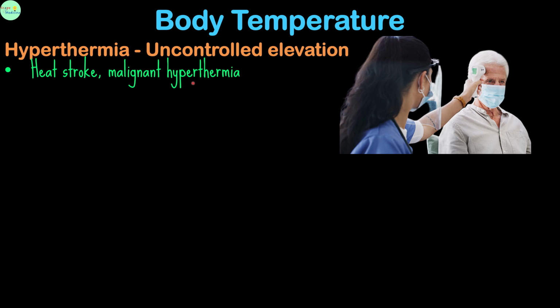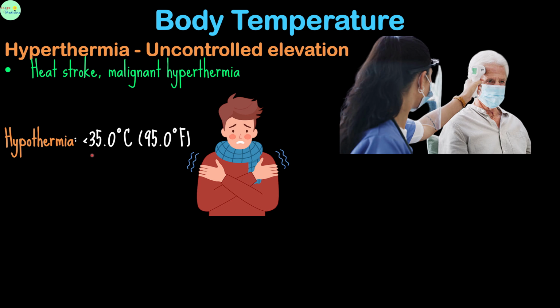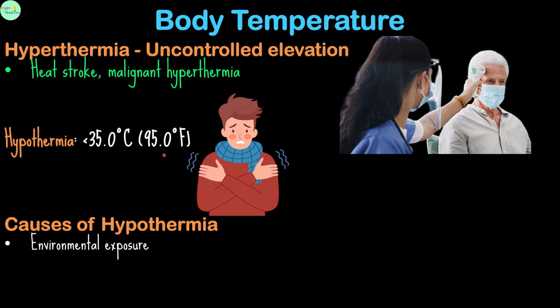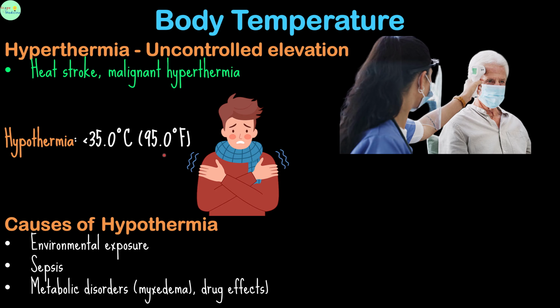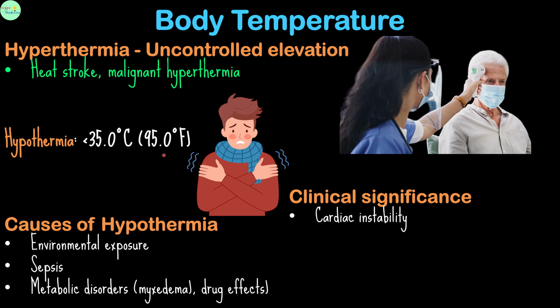On the opposite end of the spectrum is hypothermia, defined as a core temperature below 35.0 degrees Celsius or 95.0 degrees Fahrenheit. Causes include prolonged environmental exposure, severe sepsis, metabolic disorders like myxedema coma, and the effects of certain drugs. Hypothermia is clinically significant because it leads to progressive cardiac instability, coagulopathy, and is a notably poor prognostic sign when it occurs in the context of sepsis.